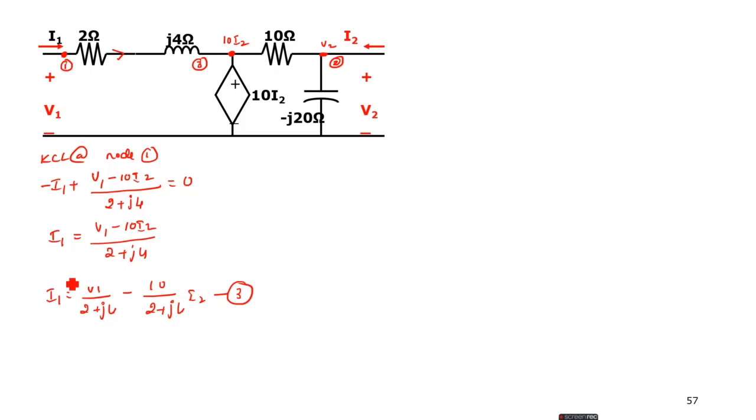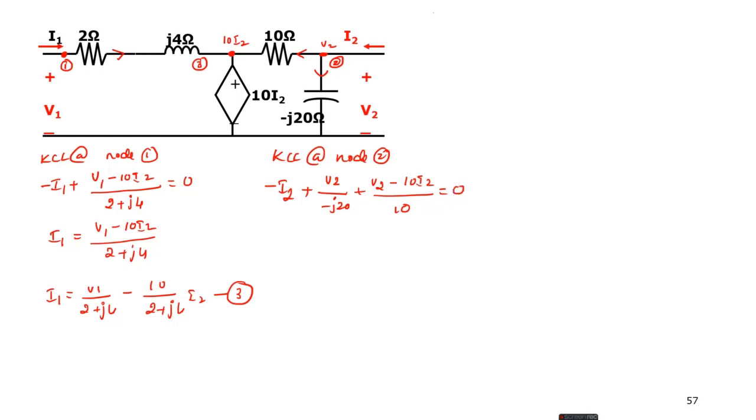Alright, let us apply KCL at node 2. At this node, 3 branches are there. I2 is entering. Assume that these two currents are leaving. So minus I2 plus what is the current flowing through this branch? V2 divided by total resistance, it is given as minus J20. What is the total current of this branch? Plus V2 minus 10 into I2 divided by 10. That should equal 0.